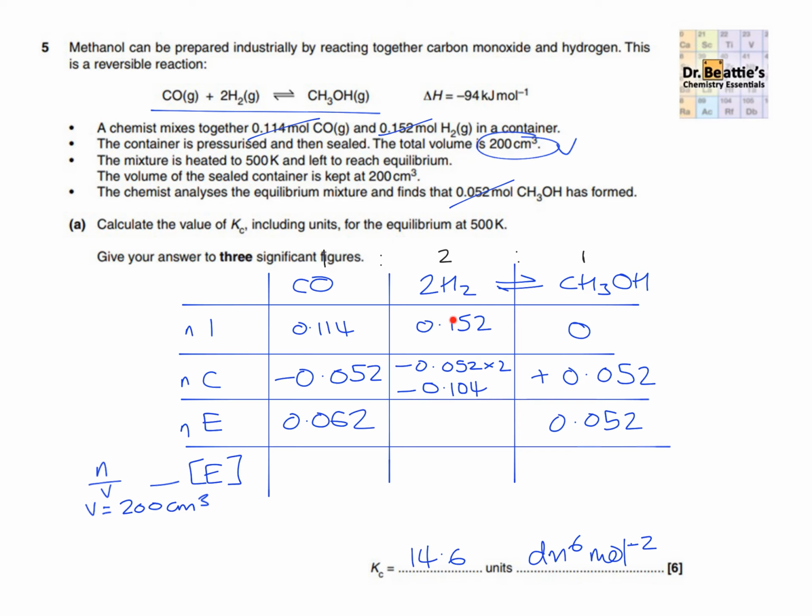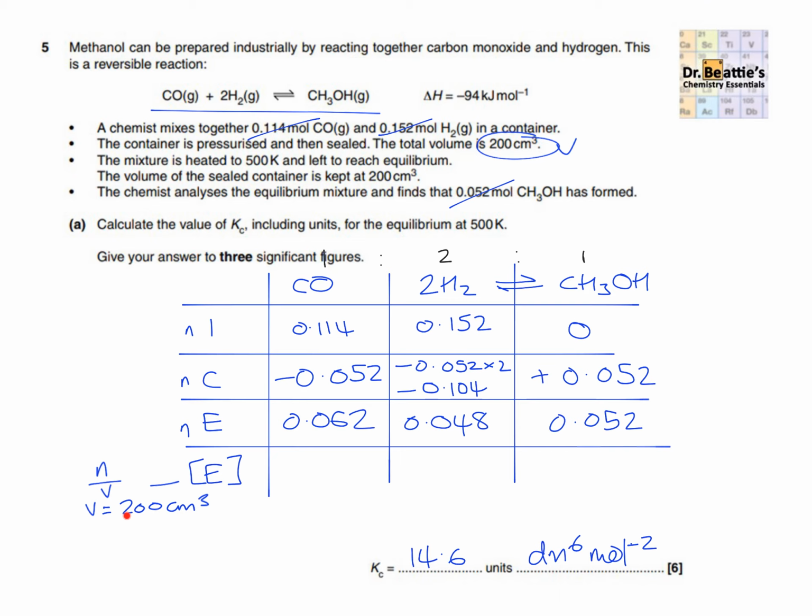And then here we've got 0.152, and we're subtracting 0.104, which gives us 0.048. Now, if you put these into the Kc expression at this stage, you would have got the common mistake of 364 as your Kc value. And that means you've missed out the fact that you've got to convert this into a concentration.